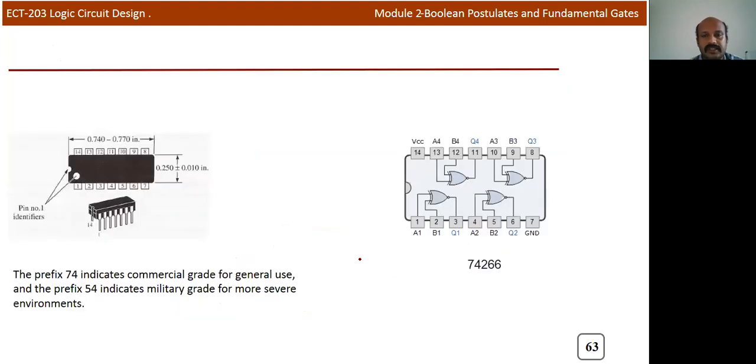Now we'll discuss the practical IC used for the XNOR operation, that is 74266. And one more thing: in the previous case, only 2 digits after 74 represent the gate; now it is 3 digits, 266. 74266 is a practical XNOR gate. It contains 2 inputs per gate and 4 gates are available. So okay, that's about the XOR and XNOR gates.